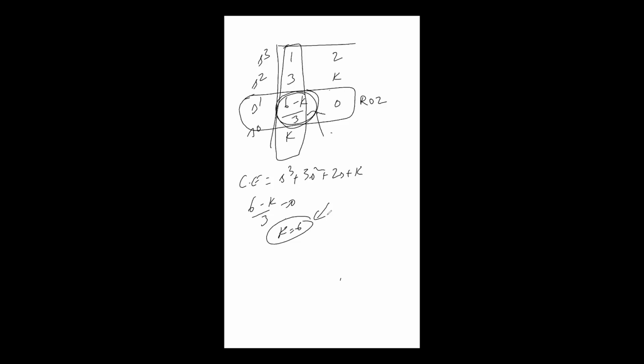Now you want to know the value of omega also, so put the value of k here. This will be your auxiliary equation. The auxiliary equation will be 3s square plus k equal to 0. So 3s square plus 6 equals 0, so s will be equal to plus minus j root 2. Right? So I will just draw the complete root locus again.